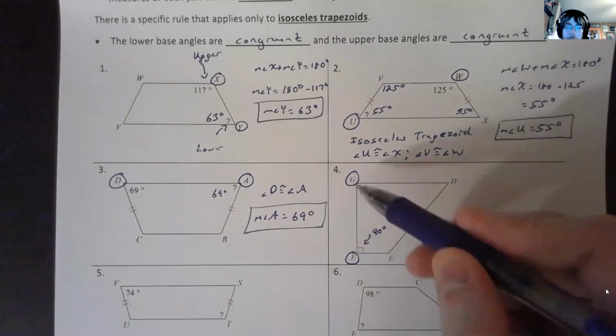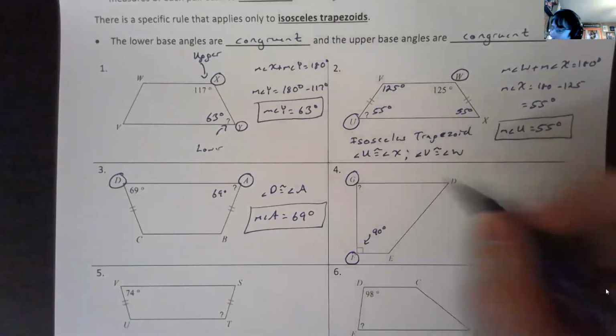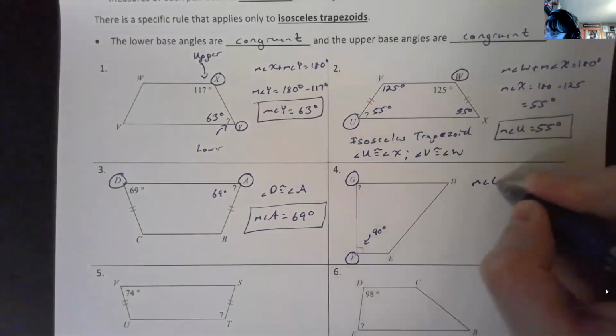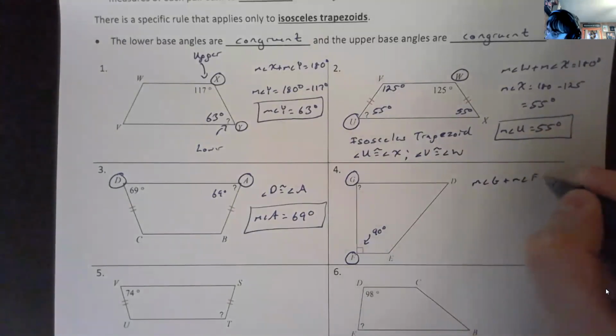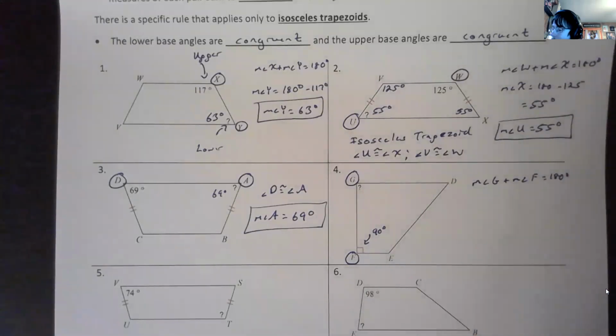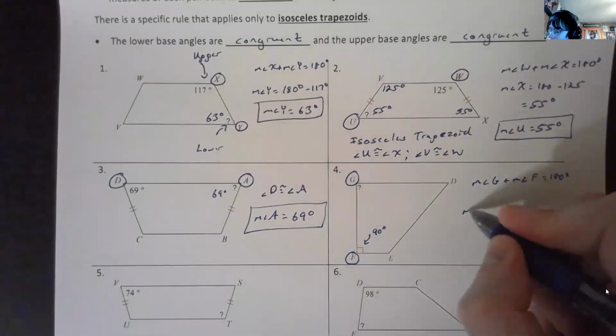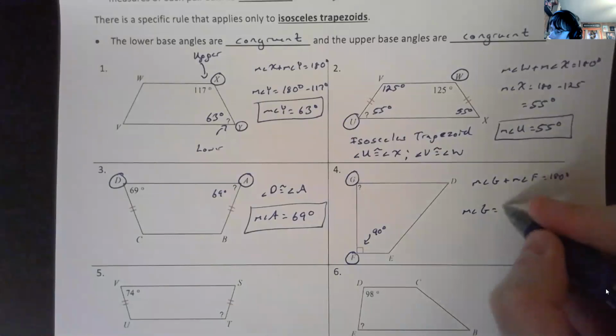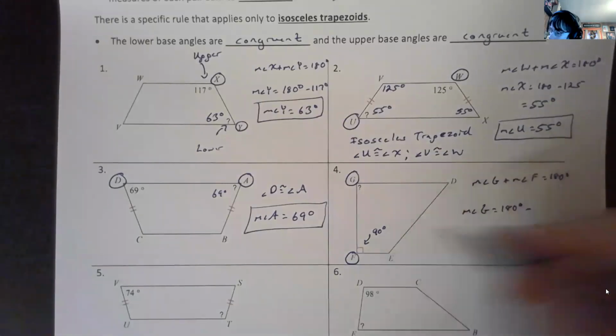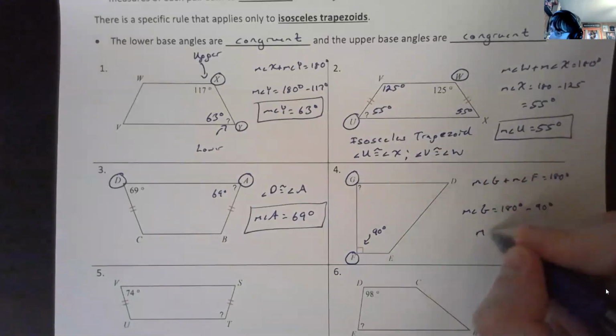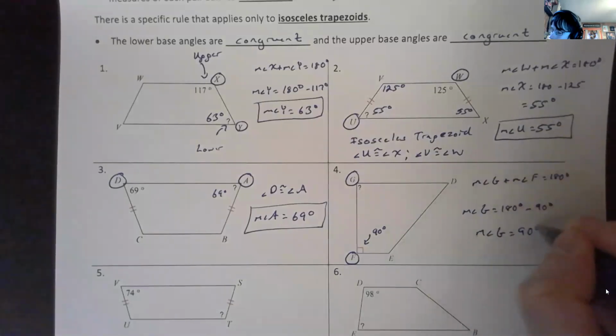One's an upper base, one's a lower base. So that means angle G plus the measure of angle F has to equal 180. To find the measure of angle G, we take 180 and subtract F, which is 90. So the measure of angle G must equal 90 as well.